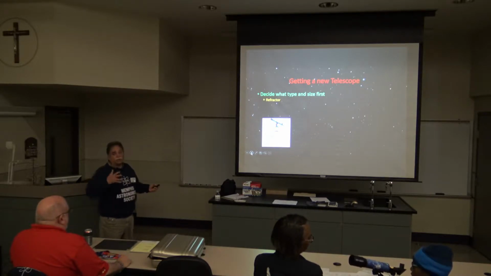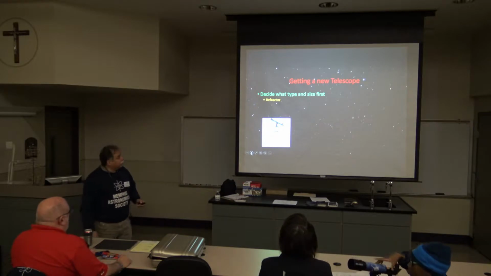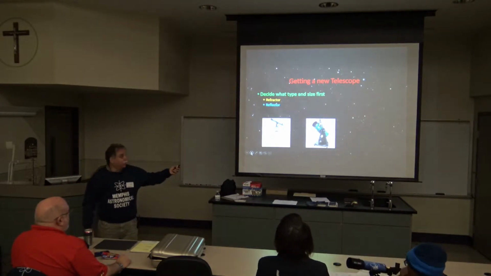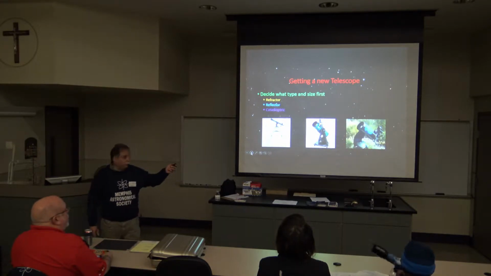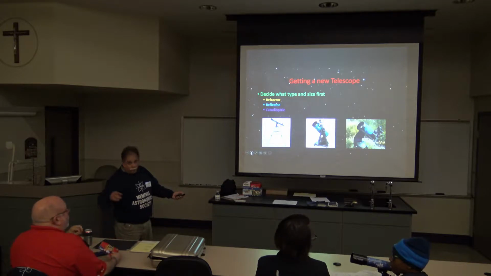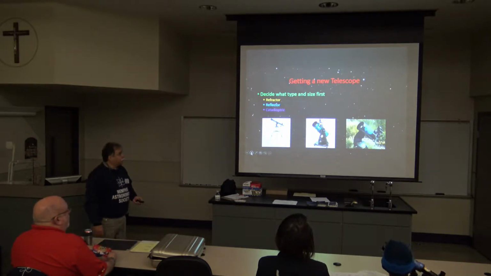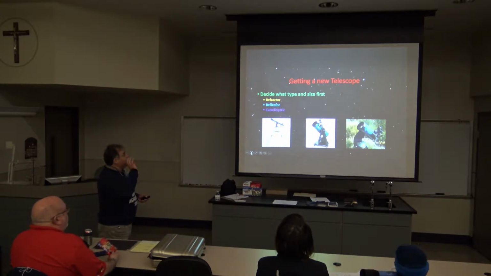So you need to decide first on what type of telescope you want. You can get a refractor, you can get a reflector, or you can get a catadioptric telescope. In this case, this is a Maksutov-Cassegrain, like the one Rick showed before. So once you decide what type of telescope, let's discuss the differences between them.